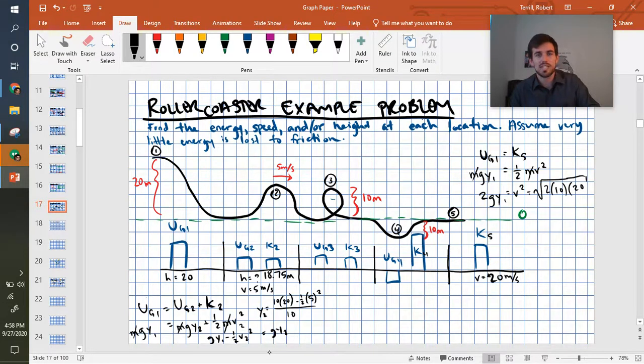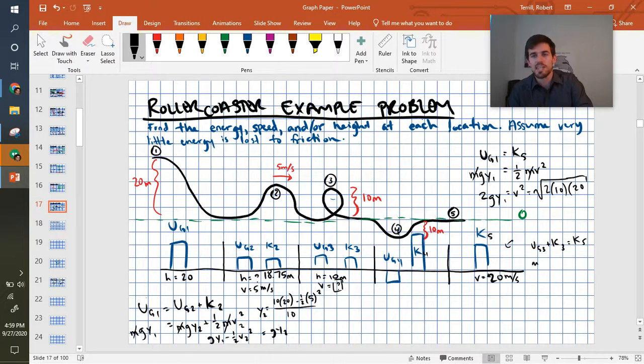If I want to figure out what's happening at this one, I do know the height here. It's 10 meters, but I don't know the velocity. So we're going to try and figure that out now. It doesn't matter which one I use. I guess just for fun, I'll use this one now. So I'm going to say over here that UG3 plus K3 is equal to K5. It doesn't matter which one I use. I could even use this moment.